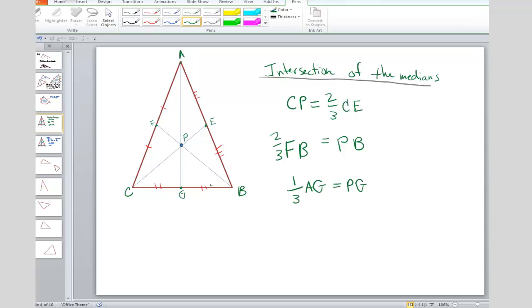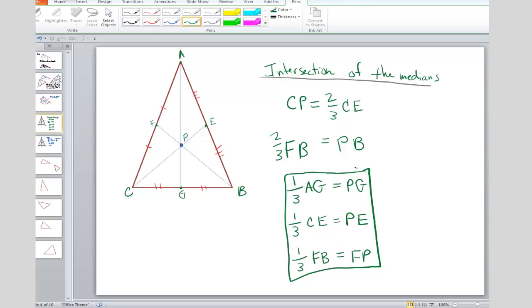And we can keep looking at these. It's going to be 1/3 of CE is equal to PE. And also 1/3 of FB is equal to FP. So these are our 1/3 ones. And our 2/3 ones, well, they're almost complete. We're missing AG. So we say that AP is equal to 2/3 of AG.